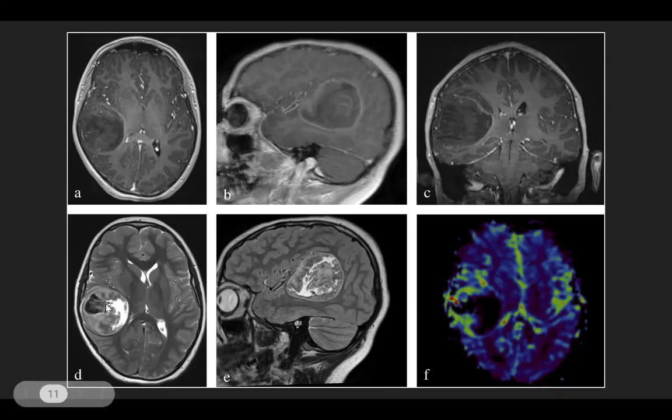Then we have T2 weighted image. Do you see the cystic portion? And then this is a beautiful tumor. Anyways, you see here, these are the MCA branches, Sylvian fissure, and good thing is that this lesion is on the right side. If this was on the left side, patient would have very strong language deficits. So on perfusion weighted images, we don't see enough perfusion going on in the lesion.